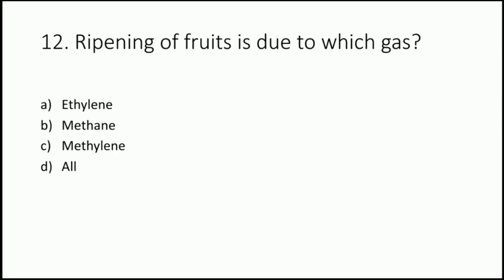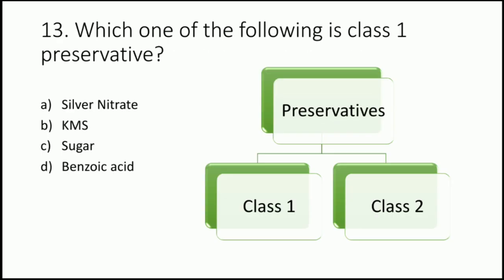So this gas is being produced by fruits naturally also, and we can use it synthetically also to ripen the fruits fast. So the option is option A, ethylene. Next question, which one of the following is class 1 preservative?